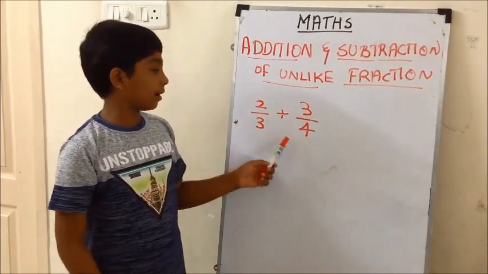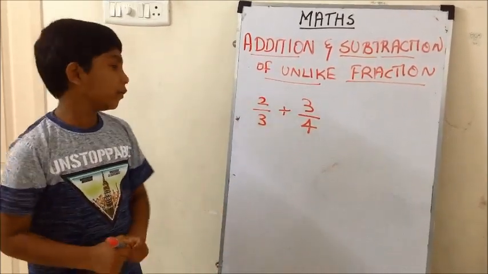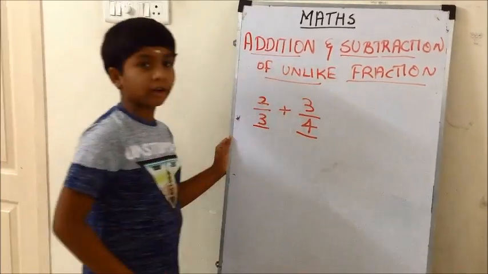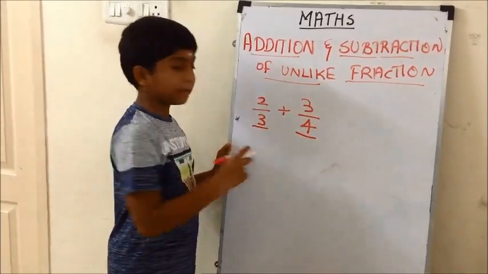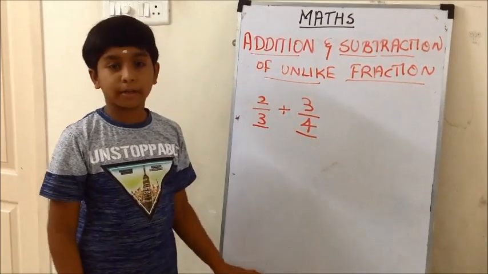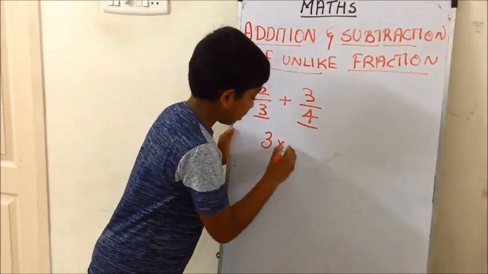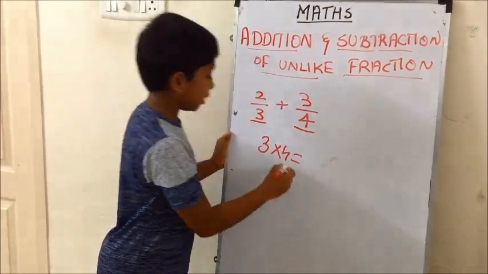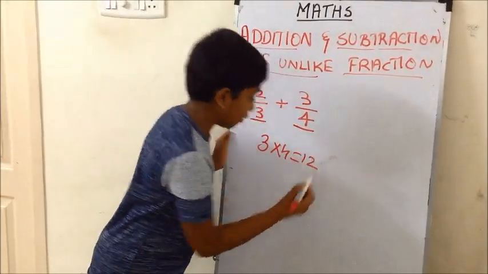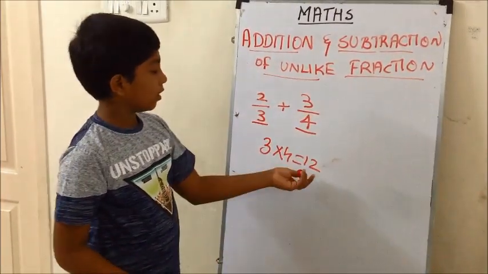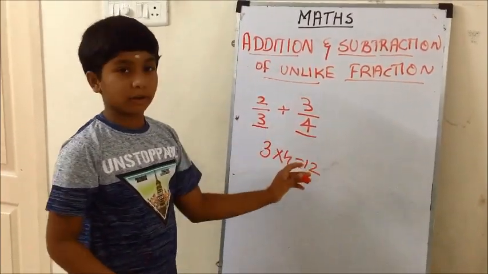To change from unlike fraction into like fraction, first we need to find the LCM of these two denominators. There is no common factor for these two denominators, so we can simply multiply. 3 into 4 is equal to 12. So now we have found the LCM for these two numbers.